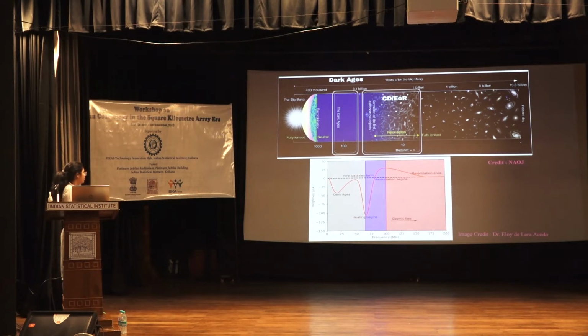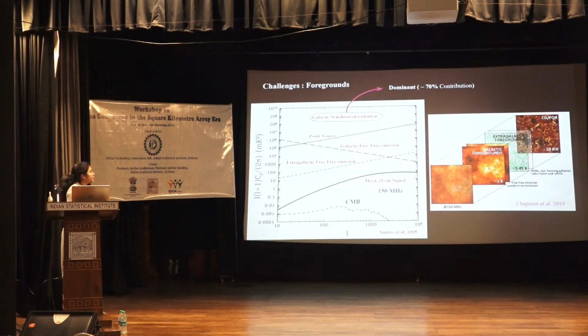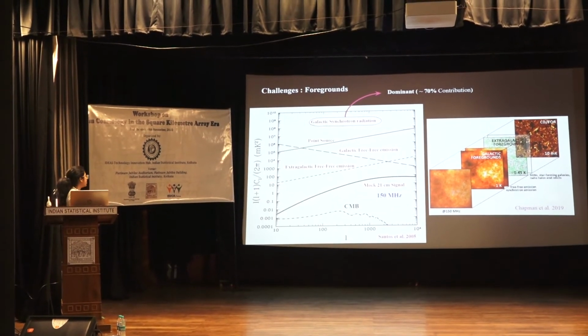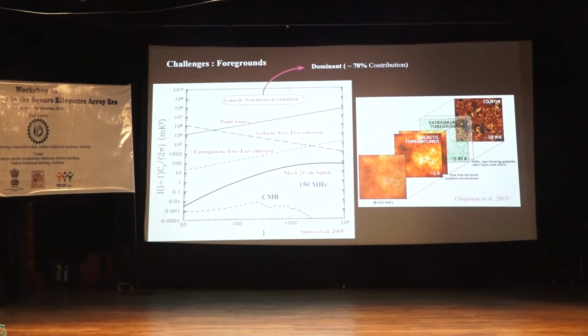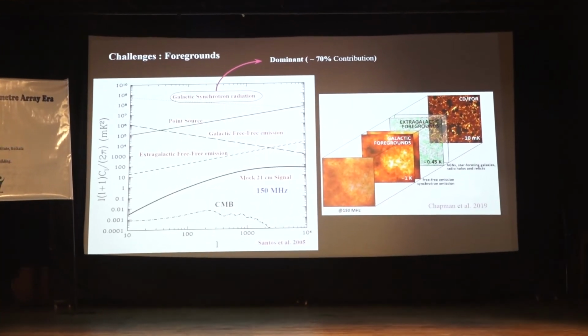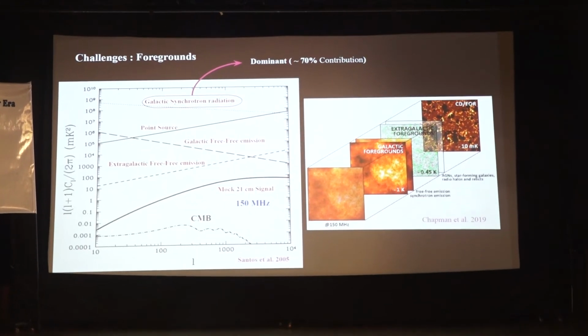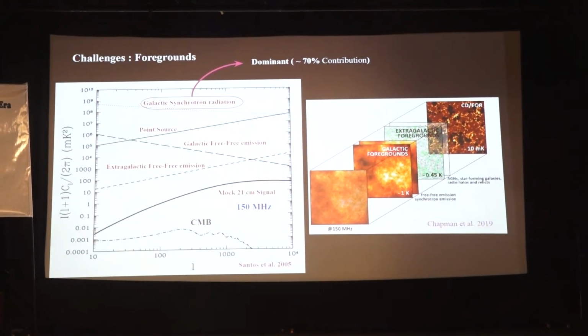So the challenges: there are several uncertainties in the exact form of this H I 21 centimeter signal, and apart from these, there are different challenges which can be astrophysical challenges, in which mainly are foregrounds, which we'll talk about later in this talk. And then there are some instrumental challenges, and then there are some computational challenges also.